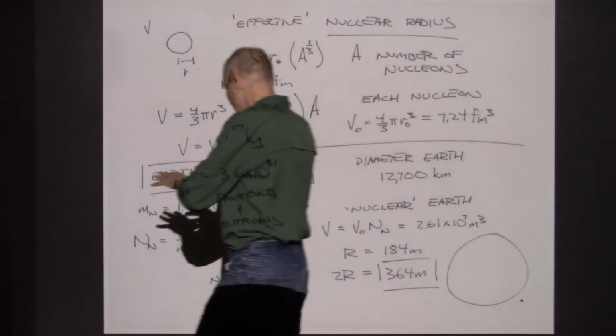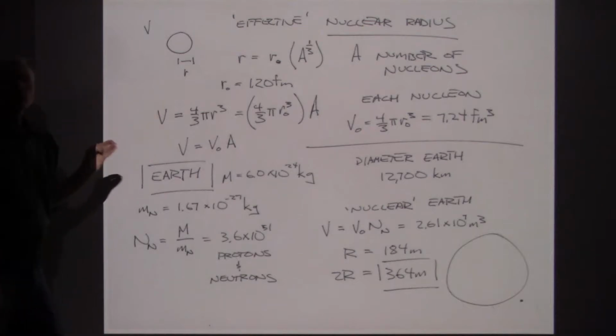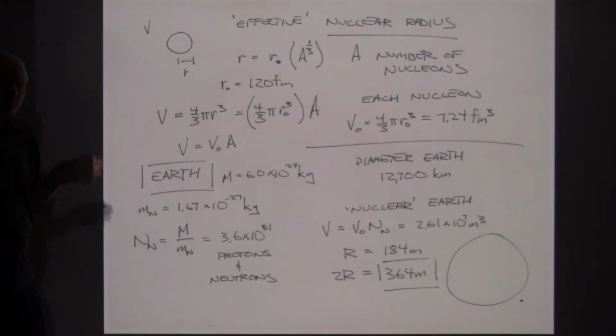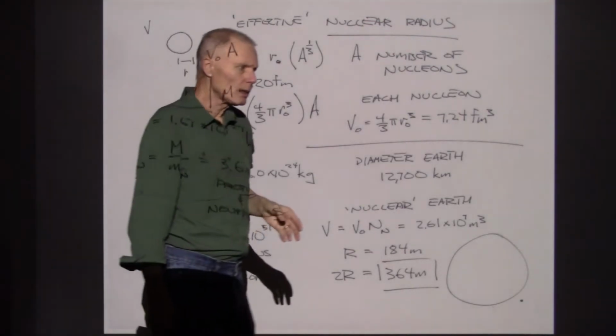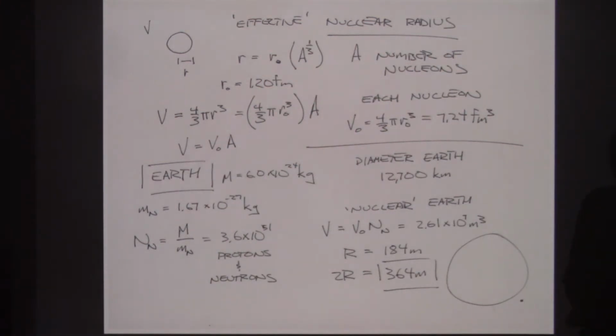Now, let's get back to some familiar material. So nuclear material is really, really dense. When you think of an atom, 99.99% of the mass is in the nucleus.